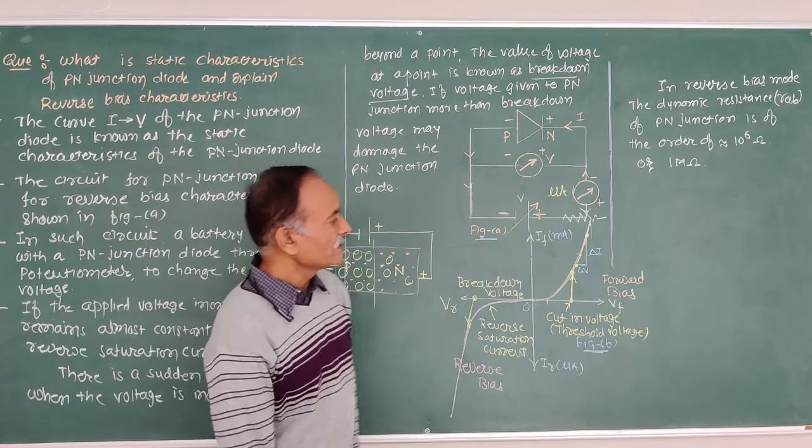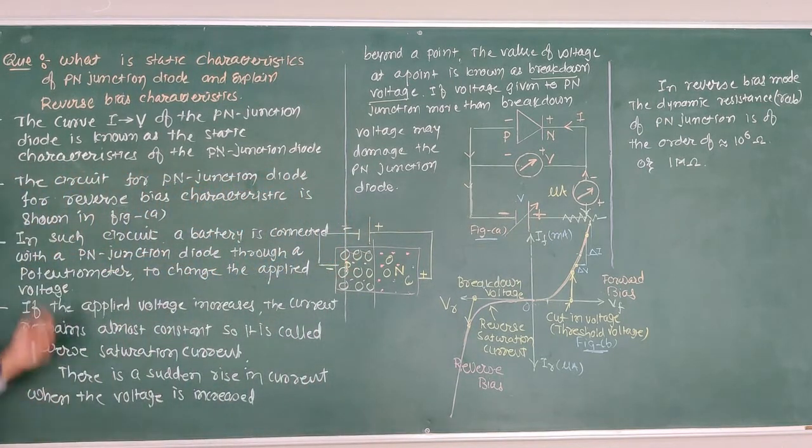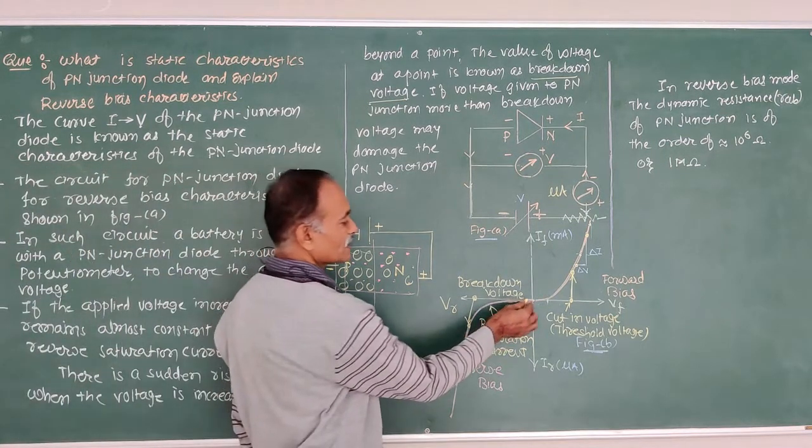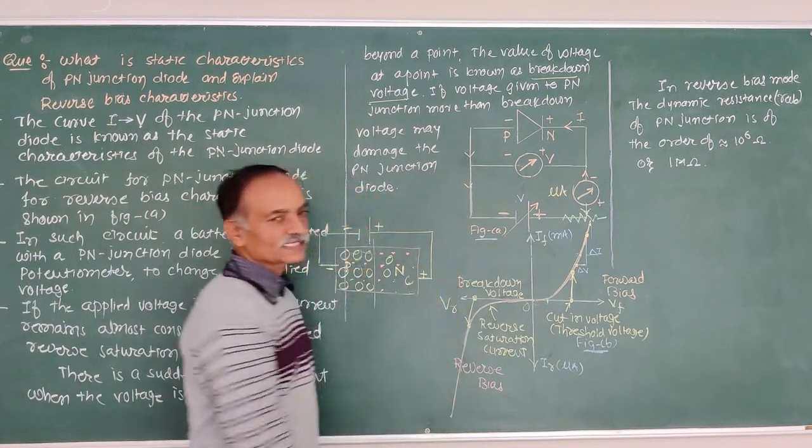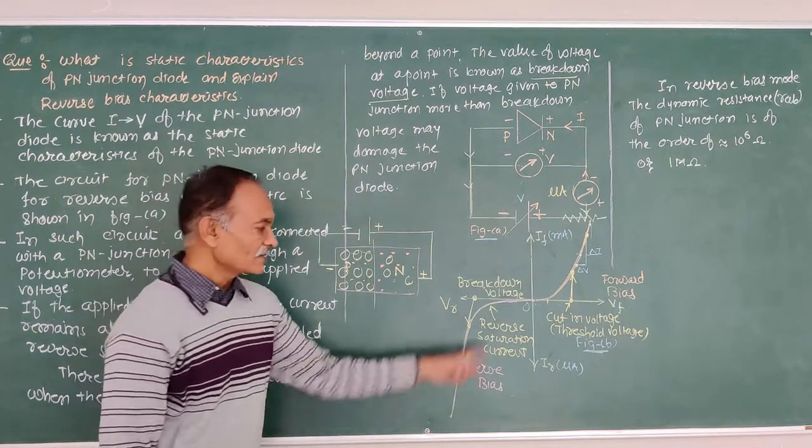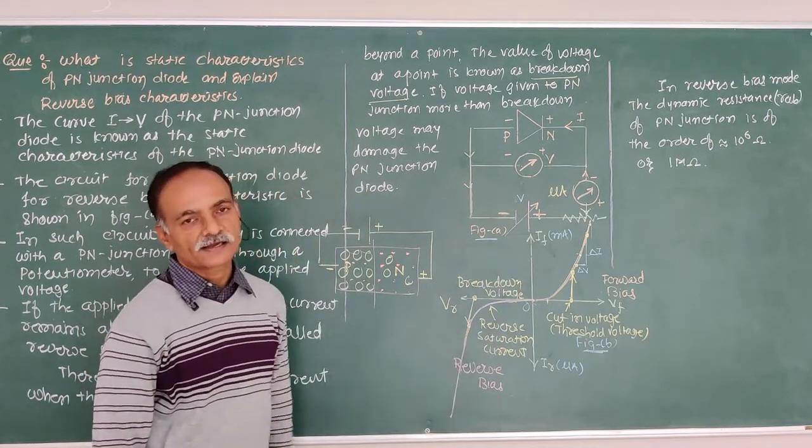Clear this? Okay. Now, in such a circuit, a battery is connected with a PN junction diode through a potentiometer or rheostat to change the applied voltage. If the applied voltage increases, the current remains almost constant and it is known as the reverse saturation current. In reverse bias, as we increase the voltage, the increase in current is very small, almost constant. Therefore, that is known as the reverse saturation current.